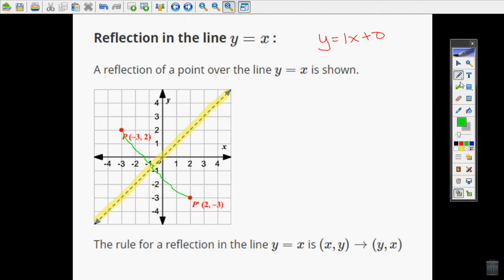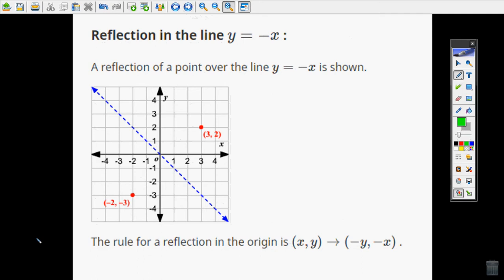So still the same idea, still the same distance away from the line of reflection. But we're going to use a rule here to make it easier for us. So (x, y) becomes (y, x). What that means is you are swapping the x and the y. So if P was at (-3, 2), P prime is at (2, -3), because we are swapping the x and the y. And this is how we're noting that right here. We're swapping the x and the y.